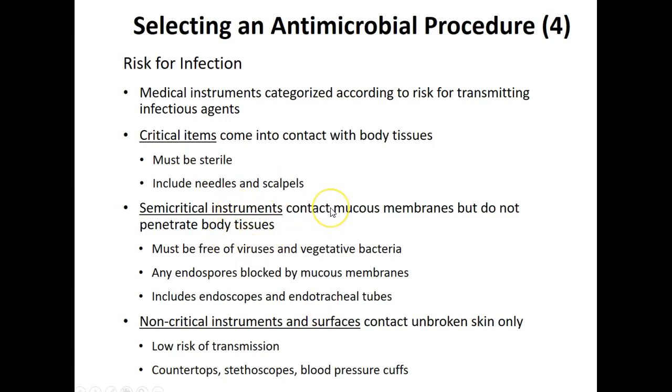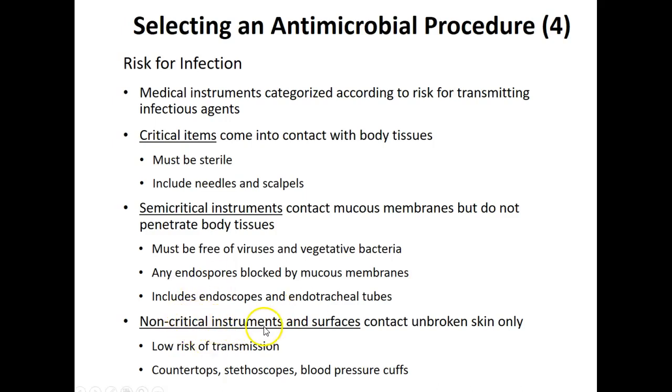Semi-critical instruments only contact mucous membranes, but they're not going to enter body tissues. So there's a little bit less strenuous of a requirement for these instruments because they're not coming in contact with body tissues. They do have to be free of viruses and any living or vegetative bacteria. They should also be free of endospores as well. Although many of those endospores can be blocked by the mucous membranes, we don't want to run the risk of spores possibly germinating and then becoming active infections. These would be instruments such as endoscopes and endotracheal tubes. These would go into your throat. They don't directly contact your tissues, but they do come in contact with the mucous membranes.